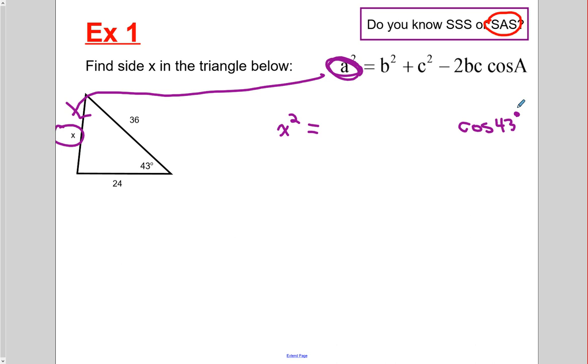So that's good. Now let's put the other stuff in. I know I've got a 2, and I know I'm multiplying that by some sides of the triangle. And I know I've got the other sides of the triangle, and they're squared. And then I'm subtracting. So I've kind of got it all set up.